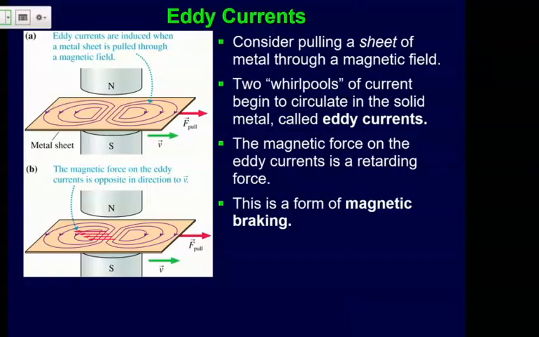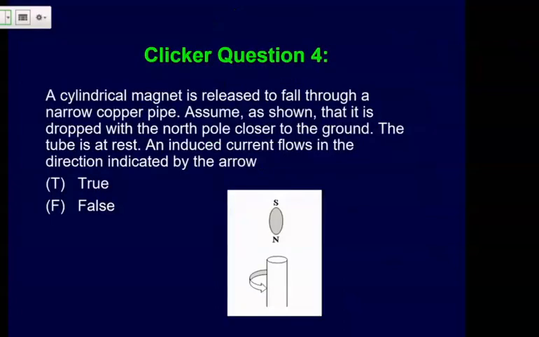And so now let's do another one here. Another example. You may have seen something like this before. So I've got a cylindrical magnet that I'm dropping through a narrow copper pipe. As shown, it's dropped with the North Pole closer to the ground, like in the picture, the tube is at rest. An induced current flows in the direction indicated by the arrow, true or false. So think about this one. This one is, I think, a little bit of a trickier one. So think about this one and see what you think with your neighbors.